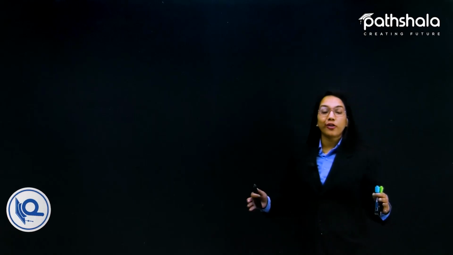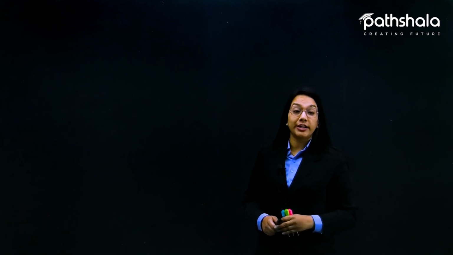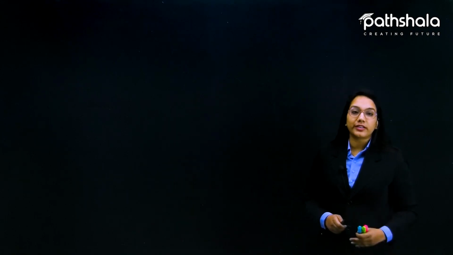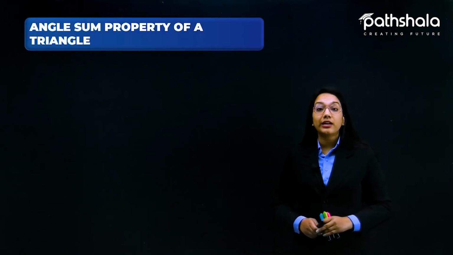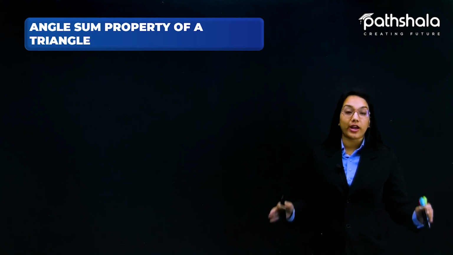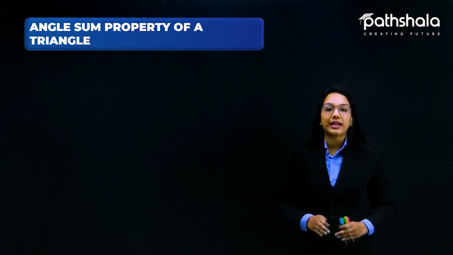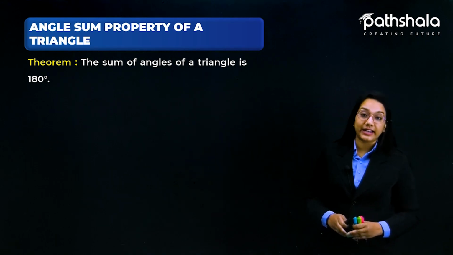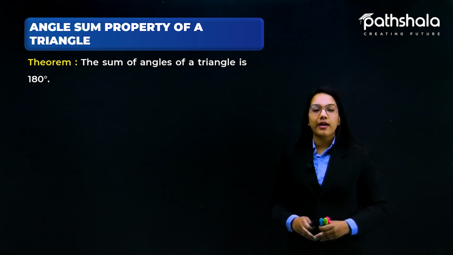Now let's move on further, but before that, we already know from the previous classes that we have used the result that the sum of the interior angles of a triangle is equal to 180 degrees. Now we are going to prove this concept under the topic called the angle sum property of a triangle. We will prove that the sum of the angles of a triangle is 180 degrees. So this is the theorem that I am going to prove.